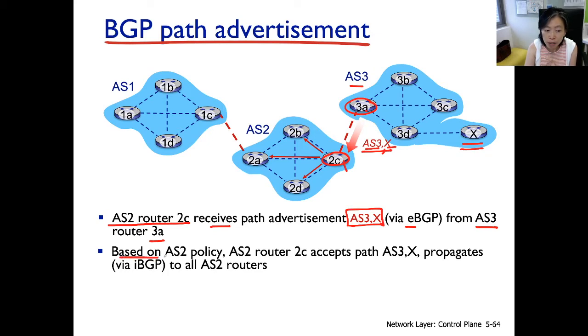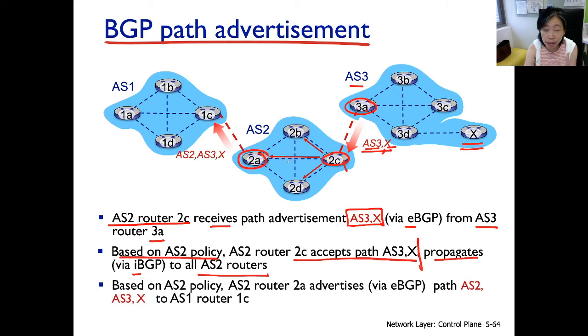2C there will actually check AS2's import policy. If the policy says 2C, it's okay to accept the path, then 2C propagates the path to all routers internal of AS2. So sending of these AS paths internally is through the interior BGP connections. So the import policy actually happens before the propagation of the path to all the routers internally.